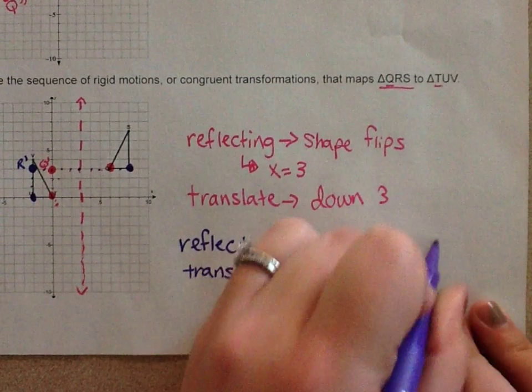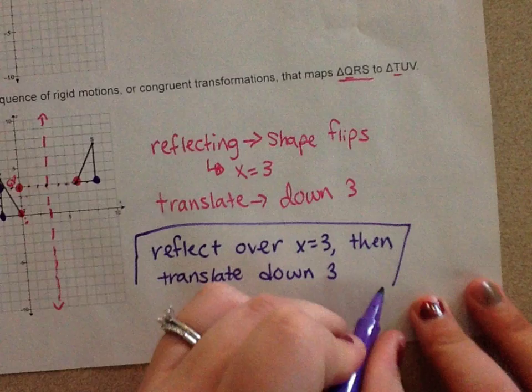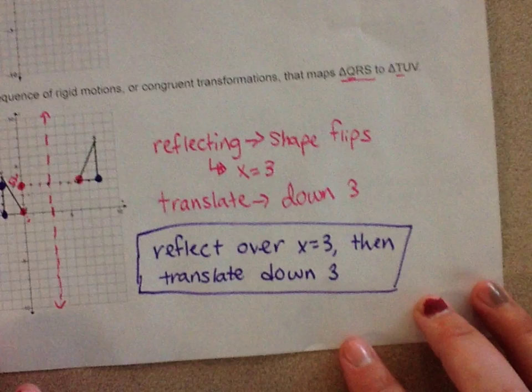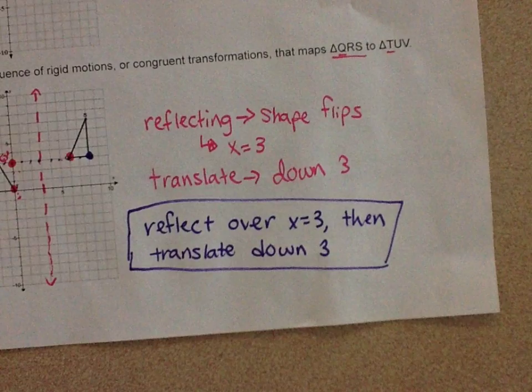This is how I would write my final answer: reflect over the line x equals 3, then translate down 3.